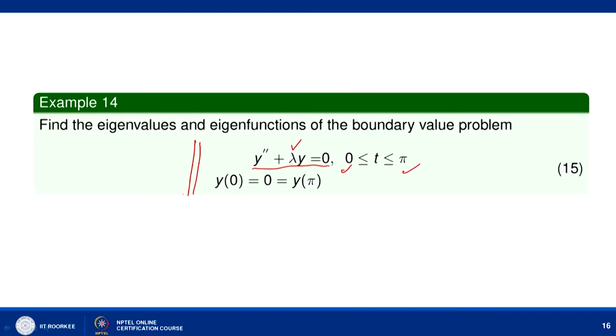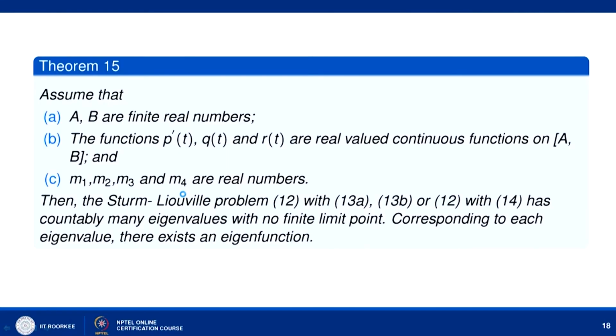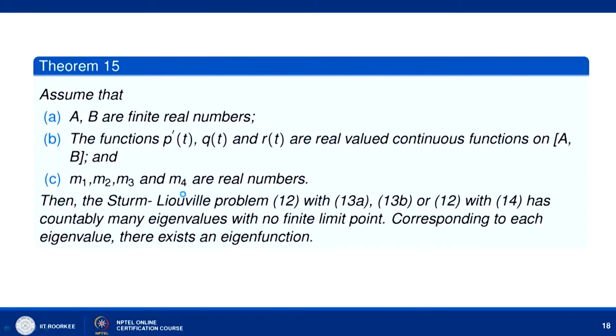So, now let us proceed further, and we have this very important result, which says: assume that a and b are finite real numbers. So, we have finite endpoints, and the functions p dash t, q t and r t are real valued continuous functions on this closed interval a b, and that m1, m2, m3 and m4, that is the coefficients present in the boundary conditions, are real numbers. Then consider the Sturm-Liouville problem 12 with 13a, 13b, or 12 with 14. Now, 12 is the Sturm-Liouville equation, 13a, 13b are separated boundary conditions, and 14 is the periodic boundary condition.